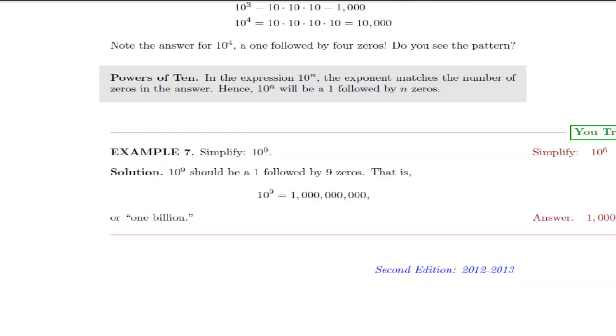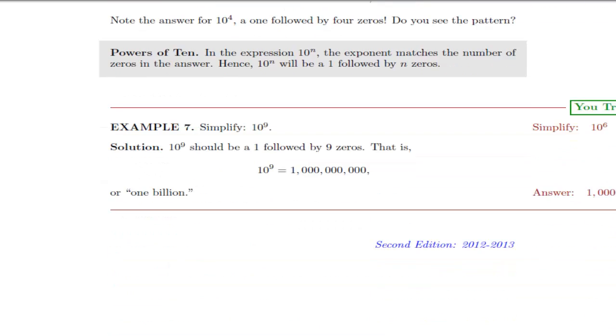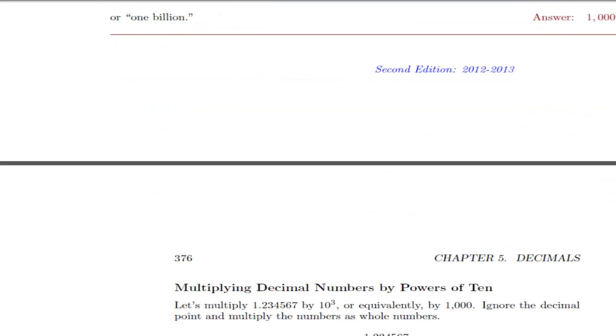Example 7. Simplify 10 to the 9th power. Solution. 10 to the 9th power should be a 1 followed by 9 zeros. That is, 10 to the 9th power equals 1 billion.